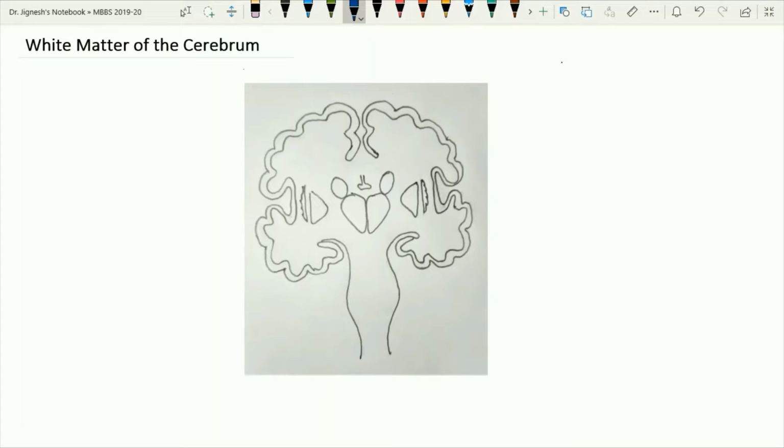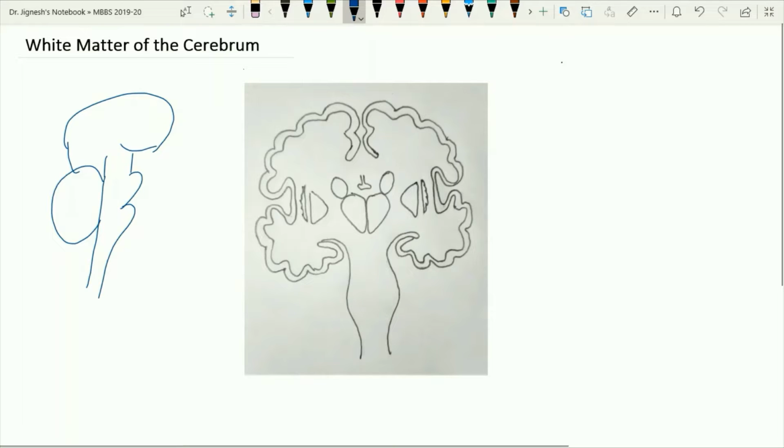Hello all, let's learn about the white matter of the cerebrum. When we see the cerebrum, it is made up of outer grey matter and inner white matter. This grey matter, which is situated outside in the cerebral cortex, is the collection of the cell bodies of the neurons mainly, and the maximum number of cell bodies within this outer part of the cerebral cortex makes it grayish in color, and that's why it is called the gray matter of the cerebrum.